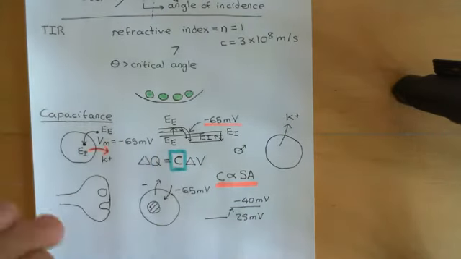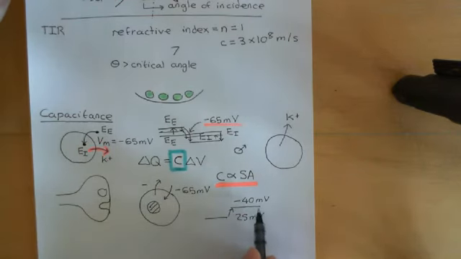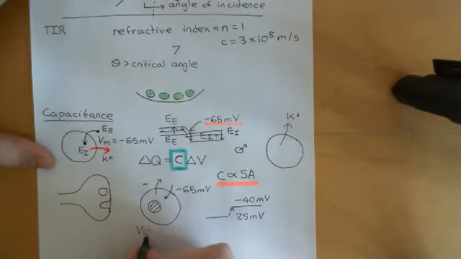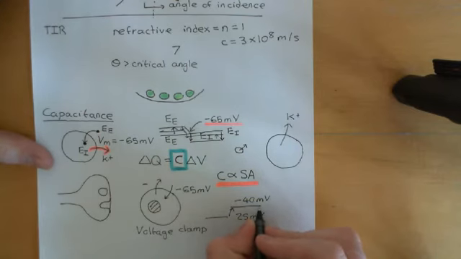So basically what we do is we use experimental kit to force the electrical potential difference across this cell membrane up to negative 40 millivolts. Now there are mechanisms for doing that. They're known as voltage clamps. Okay, so we're going to use a voltage clamp to artificially change the electrical potential difference across the cell membrane from negative 65 to negative 40 millivolts.